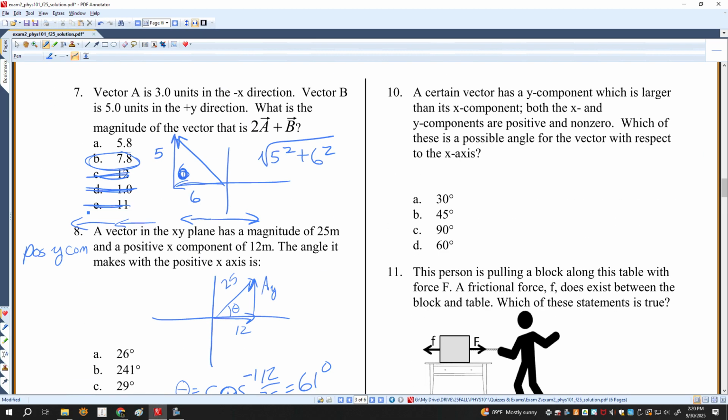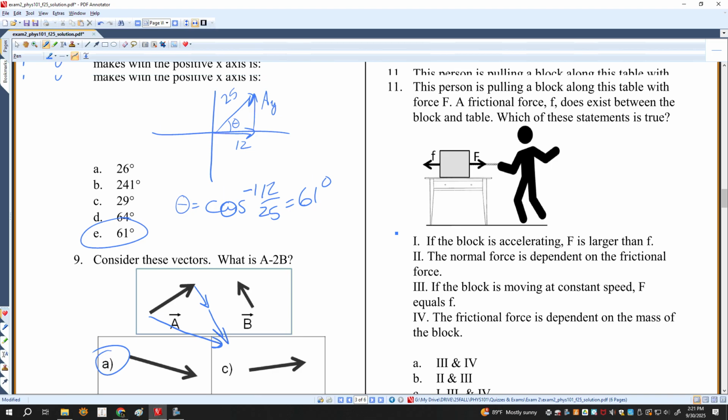A certain vector has a y component which is larger than its x component, and both are positive and non-zero. Okay, so the y component is bigger. So here's my x component, there's my y component, just relative to one another. That means that the angle, this is 0 degrees, this is 90 degrees, this is 45 degrees. This angle is between 45 and 90. So D is the right answer.